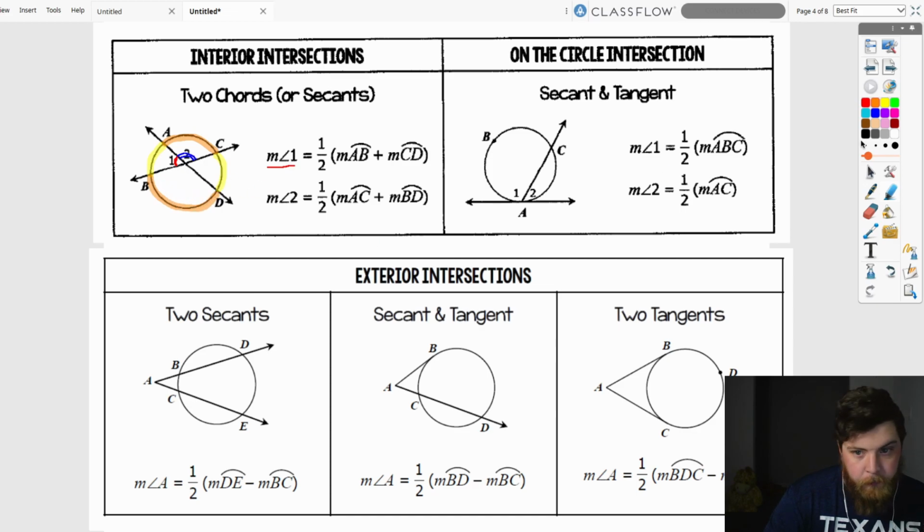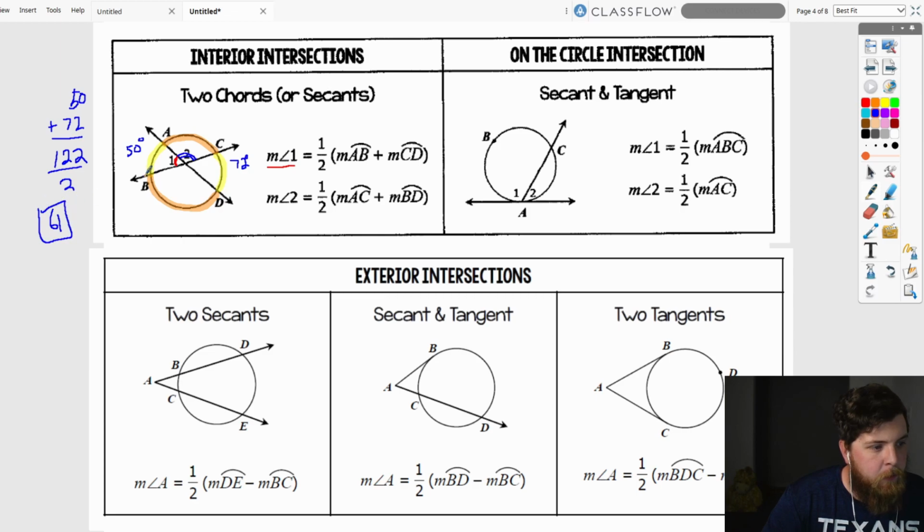So like, for example, if they said this was like, I don't know, 50 and this was like 72. Okay, I'd have to take 50 plus 72, right? Which gives me what, 122? And then divide that by 2. So that'd give me what, 61? Right, so angle of measure 1, if those were my given measures, would be 61.